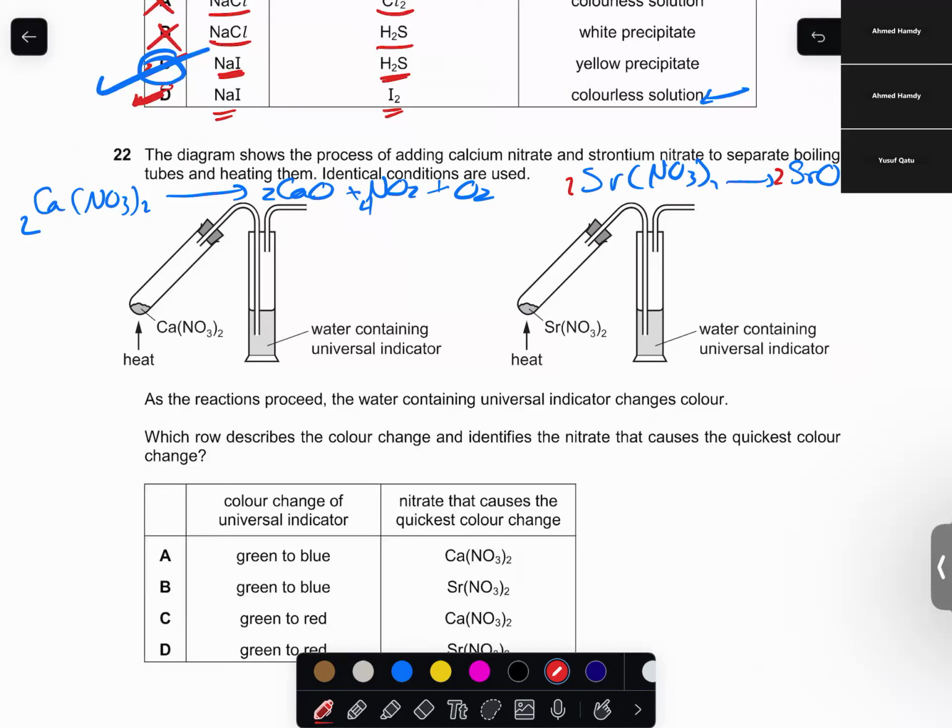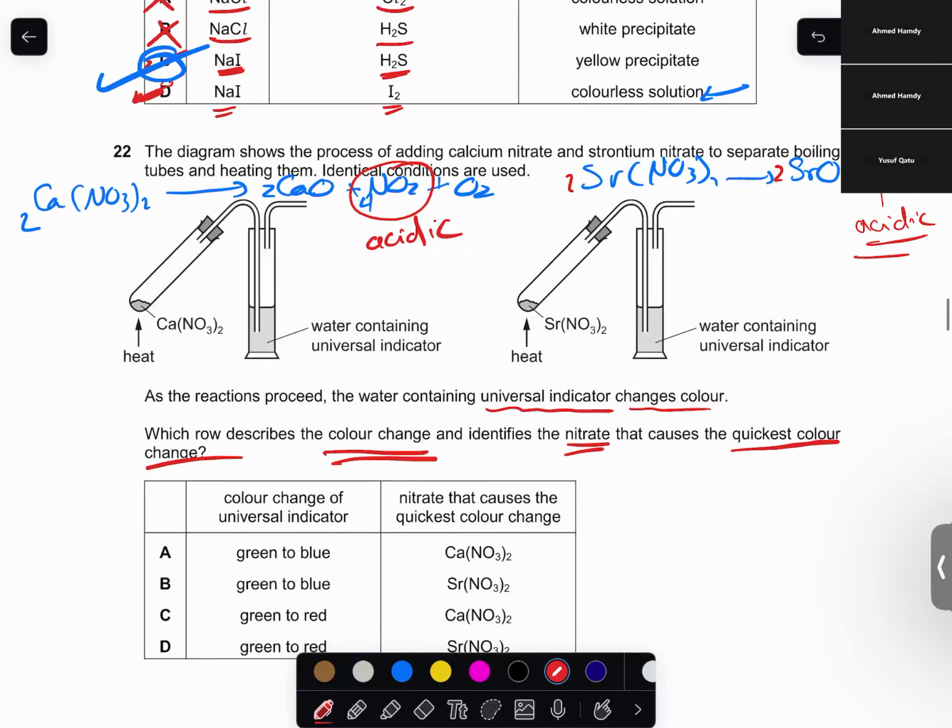As the reaction proceeds, the water containing universal indicator changes color. Of course the water changes color because this gas, which is an acidic gas, will be produced, right? Which will describe the color change and identify the nitrate that causes the quickest color change. The quickest color change means that it will be thermally decomposed first. But which one is more stable? This one is more stable. This one is less stable. So this one will be decomposed first.